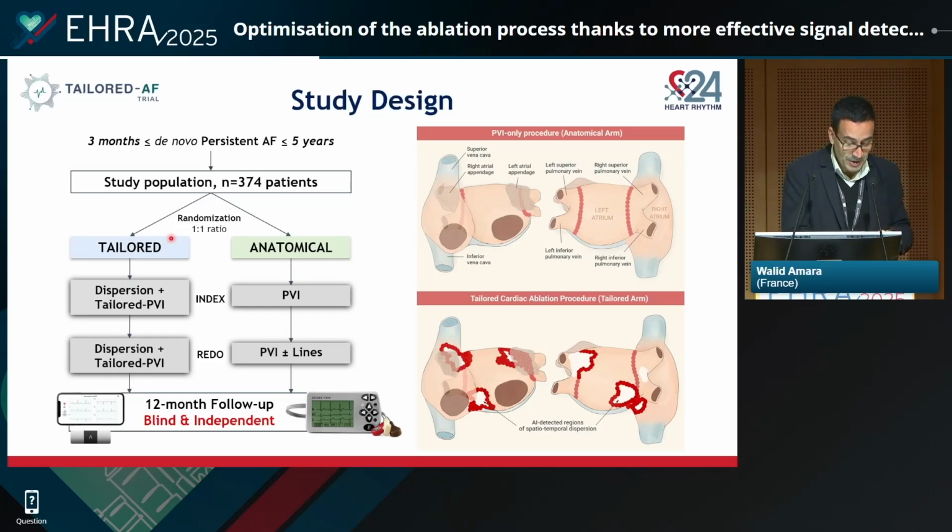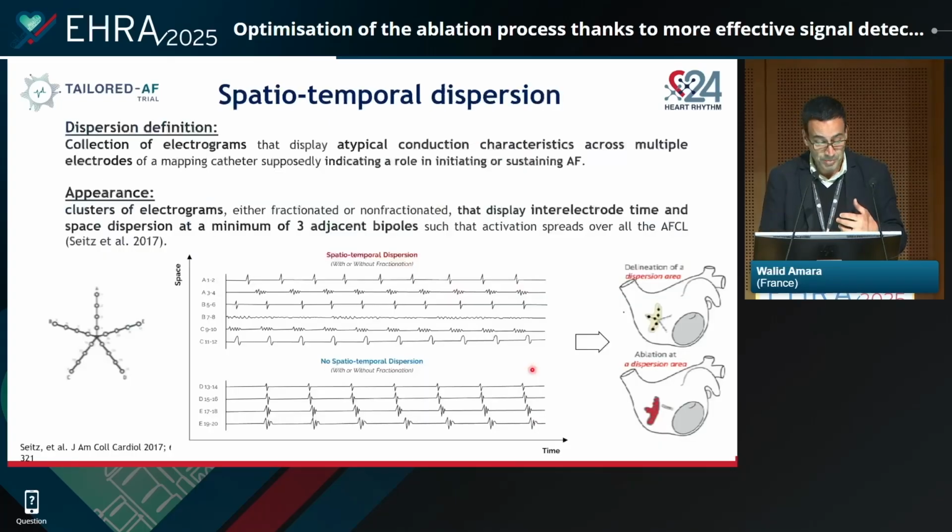And the second strategy is to propose a tailored procedure. That means that they do dispersion and tailored PVI. That means that they will target some areas that are associated with fragmentation, with some spatiotemporal dispersion. Of course, if I look at this kind of potential, as an electrophysiologist, it's very important to see that there is something like a fragmented potential here and there, and probably it's interesting for me.